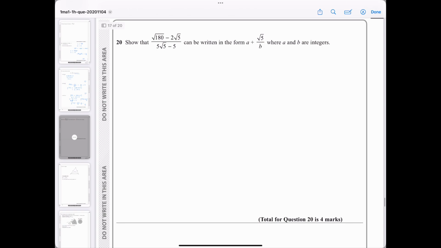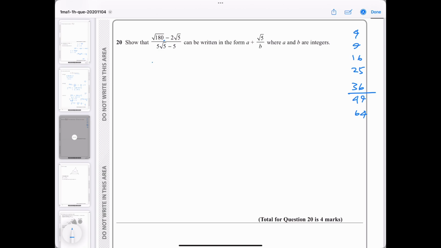Okay, and this one. Show that (root 180 minus 2 root 5) over (5 root 5 minus 5) can be written as (a plus root 5) over b. So we're going to start off, I don't always do this, but you can just list at the side your square numbers, because sometimes these are helpful. I'd probably go up to 64, you know, 100. So what divides into 180? Well, 36 does. And it goes in 5 times because 180 is half 360.